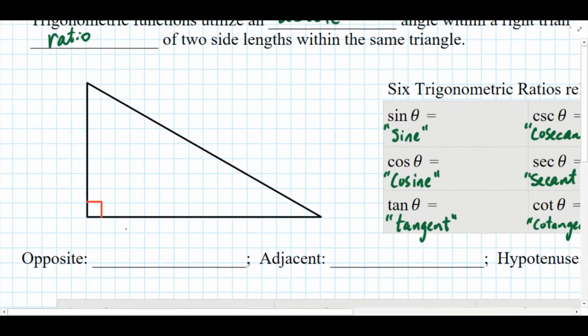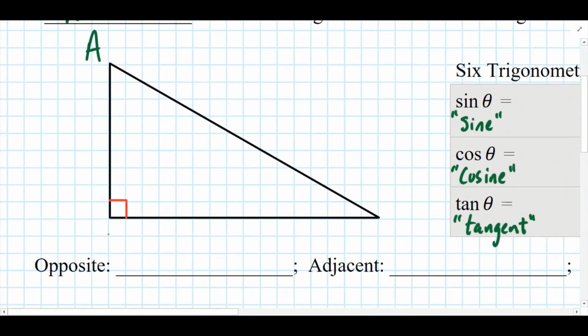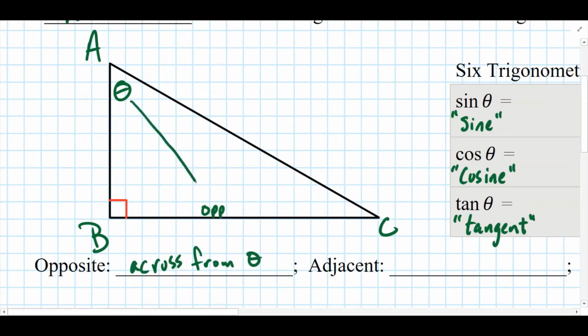Let's label this triangle ABC and focus on the angle A now. I marked this angle on the interior of the triangle with the Greek letter theta. We must be aware of each side of the triangle and their positions relative to the angle theta. What we call the opposite side length is across from the angle theta. The adjacent side length is next to the angle theta, but not the hypotenuse.